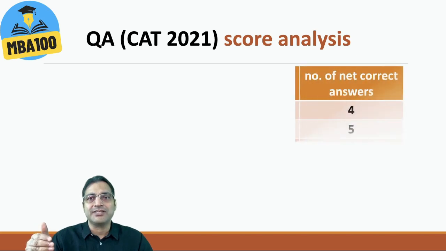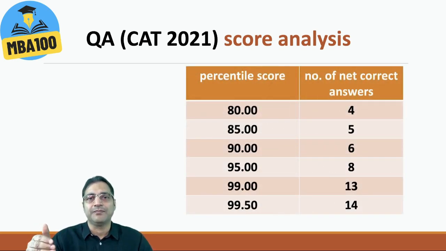Let's look at the statistics of quantitative aptitude section now. For 80 percentile, net 4 correct answers. For 85 percentile, net 5 correct answers. So let's come to 95 percentile, net 8 correct answers. But for 99 percentile, net 13 correct answers. There's a quantum jump here. 95 at 8, but 99 at 13 answers. Right? Just one more correct answer, and your percentile would have gone from 99 to 99.50.